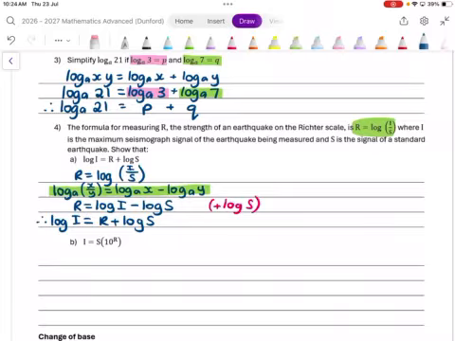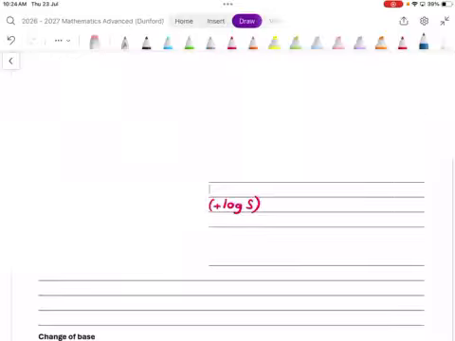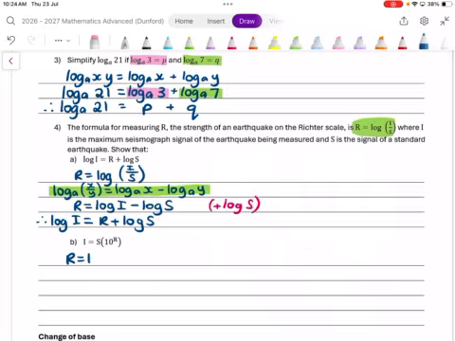Okay, now what we get to do is we have I equals S times 10 to the power of R. We are going to start off with the formula from the question. R equals log. When I have log, what's my base? 10. So we have log base 10 of I on S.